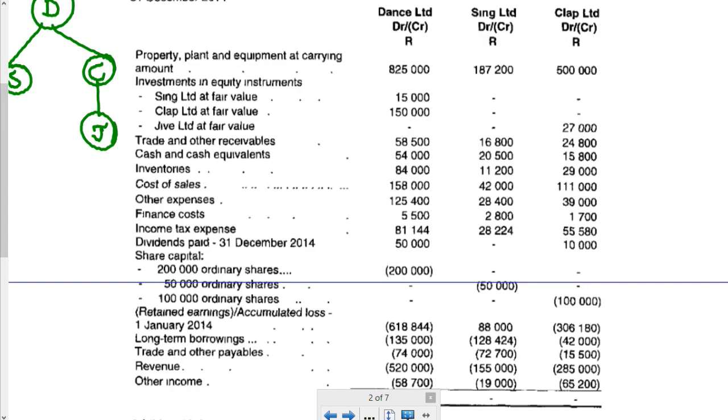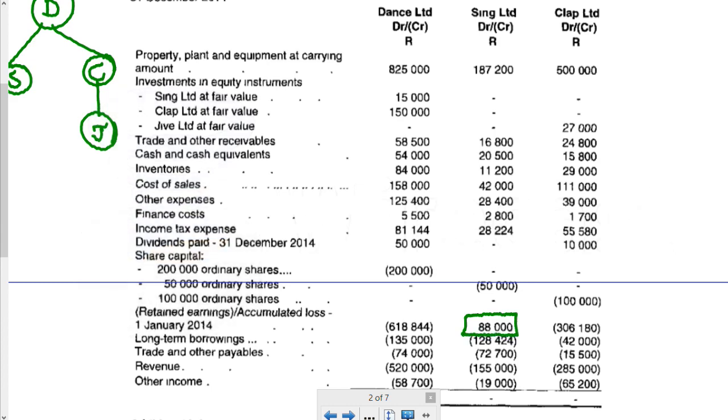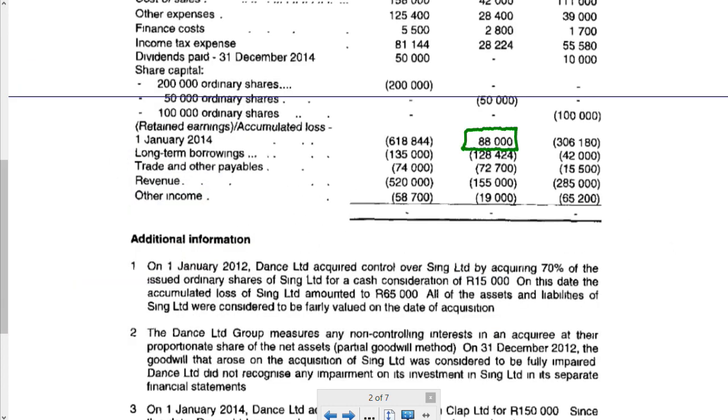What else do we see on here? Capitals, dividends paid. I see that the one company has an accumulated loss. Let's see what they say here. Dance acquired control of Sing in 2012, and they impaired the goodwill.